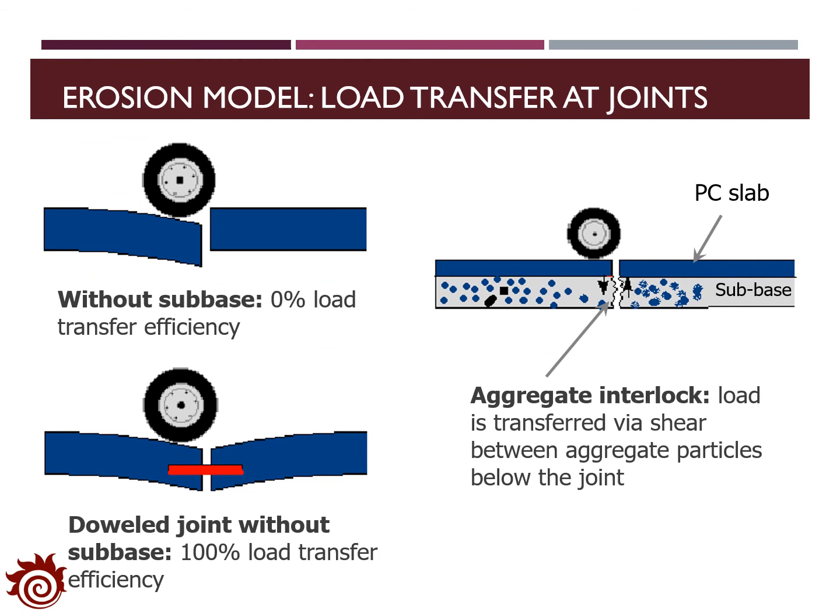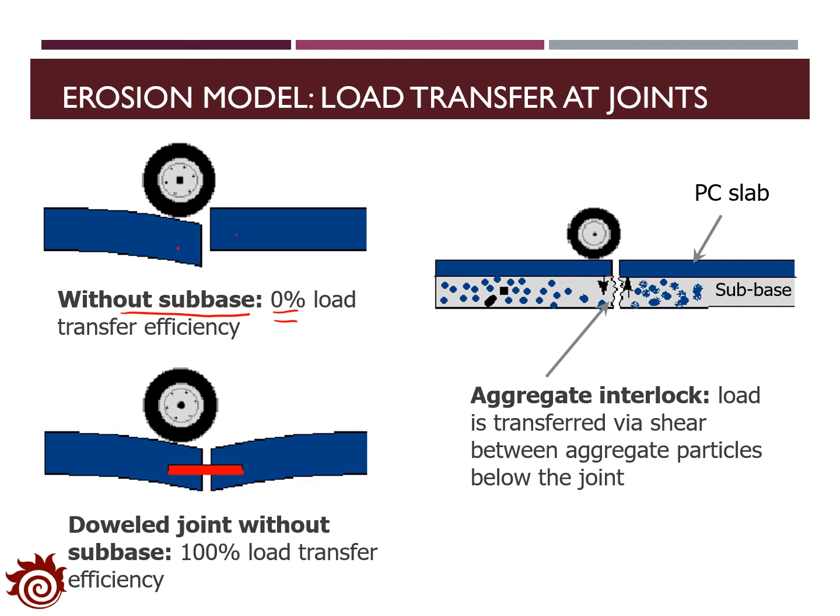In the rigid pavement design, we also need to identify the load transfer efficiency at the joints for us to estimate the load transferred from the PCC slab to the subgrade layers. If there isn't any subbase layer and there isn't any dowel bars, then none of the load will be transferred from one PCC slab to the other one. So the load transfer efficiency is set as 0%.